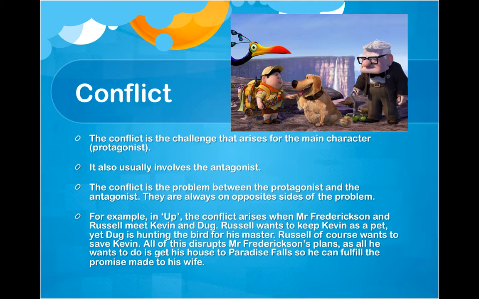For example, in Up, the conflict arises when Mr. Fredricksen and Russell meet Kevin and Doug. Russell wants to keep Kevin as a pet, yet Doug is hunting the bird for his master, Mr. Muntz. Russell, of course, wants to save Kevin. All of this disrupts Mr. Fredricksen's plans, as all he wants to do is to get his house to Paradise Falls so he can fulfill the promise made to his wife.